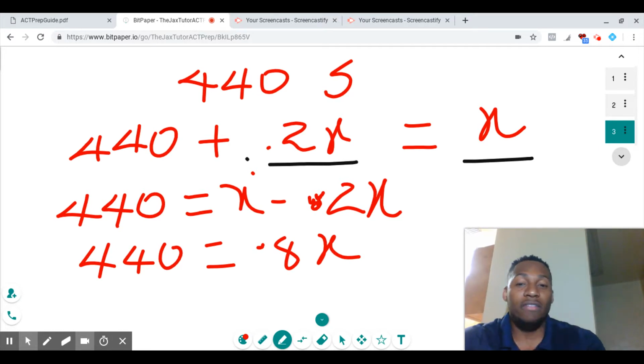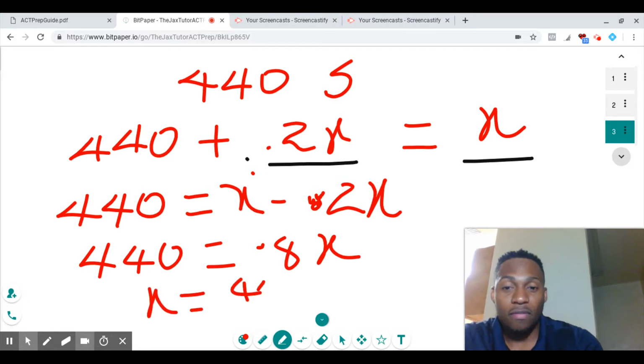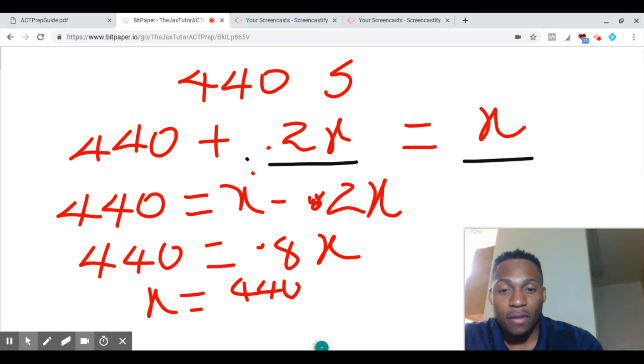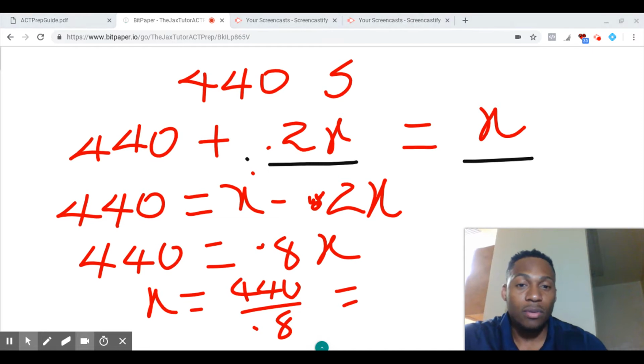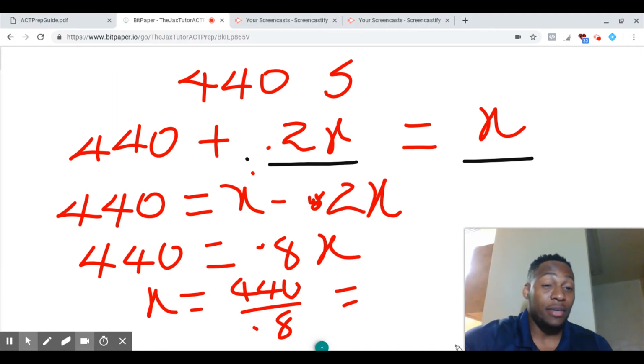So we're going to divide both sides by 0.8. So x is equal to 440 divided by 0.8. X is equal to 550. So now that's the time. That's the original time, the first time she completed the workout. The first time is X. That's the original time, 550.